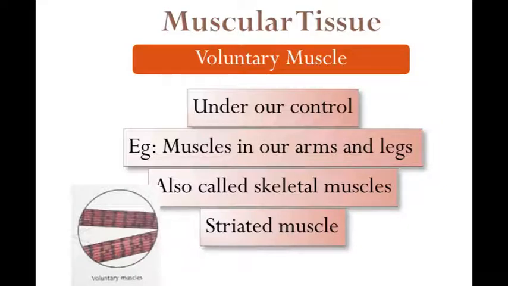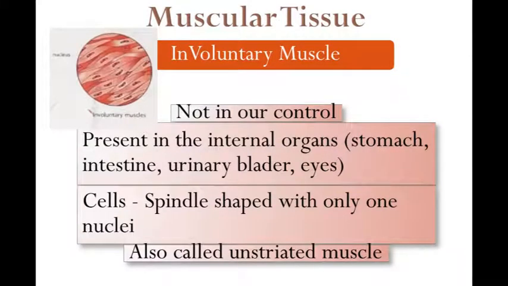Next, involuntary muscle. These muscles are not under our control or will. They are present in the internal organs of the body such as stomach, intestine, urinary bladder and eyes. The cells of these muscles are spindle shaped and have only one nucleus. They do not have any bands or striations, hence these are also called unstriated muscles.